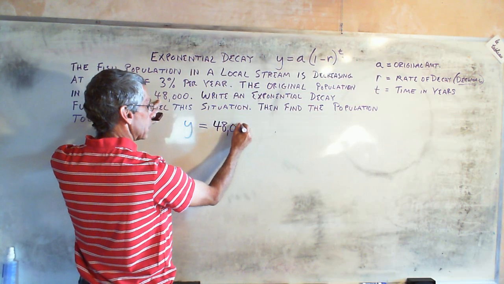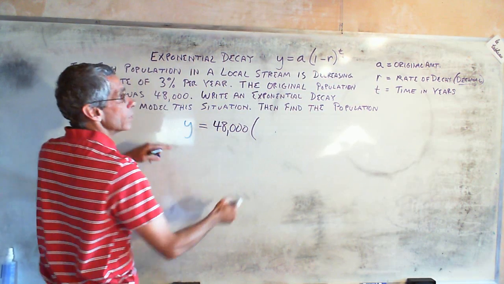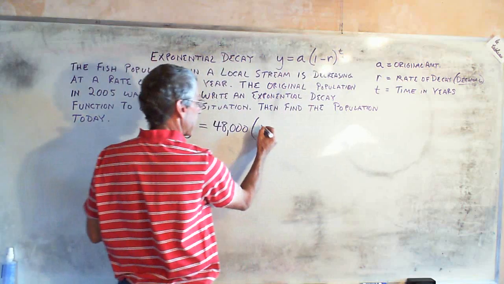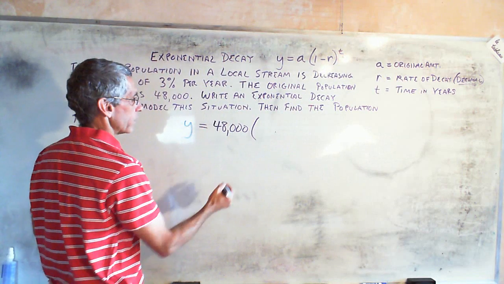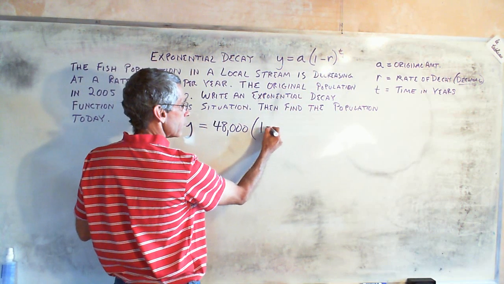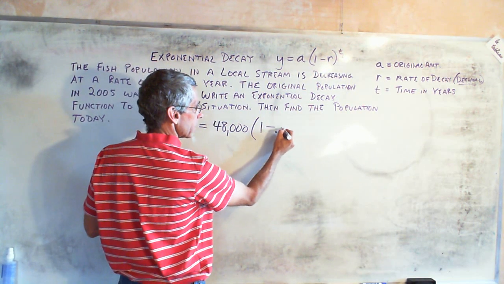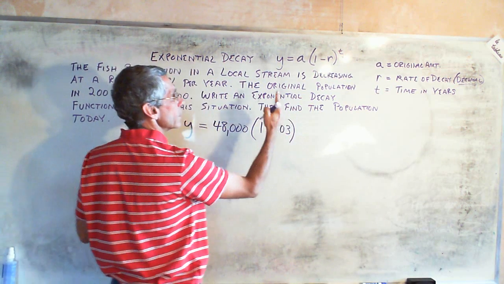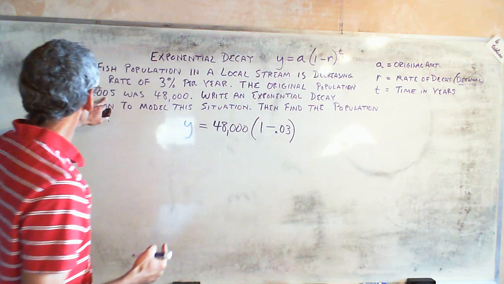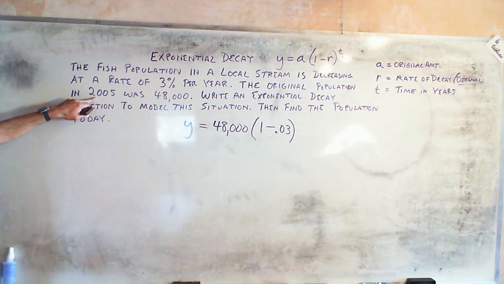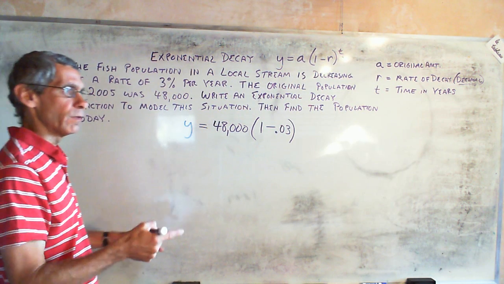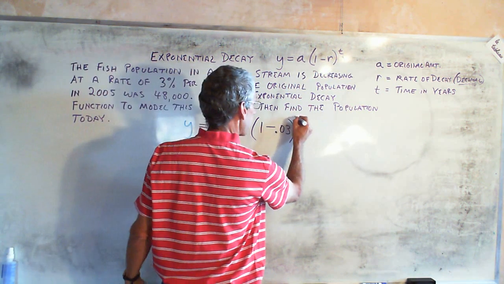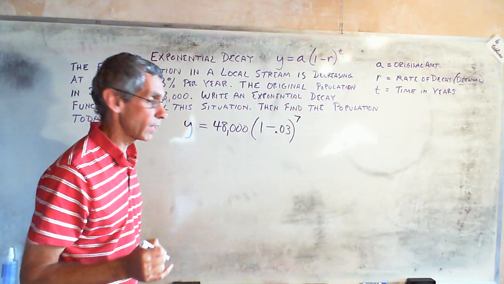My A is my original amount, which is 48,000. Times 1 minus the rate. Well, let's think about that for a second. 1 minus 0.03, raised to the t. Now, today's 2012, that was 2005, 5 from 12 is 7, so we're going to say raised to the 7th power, okay?